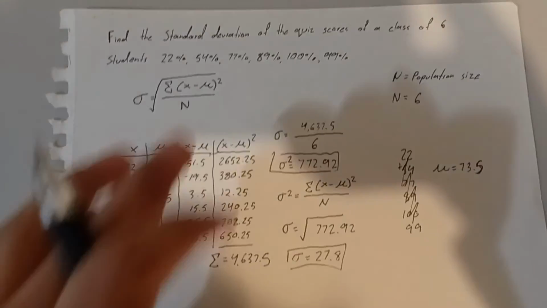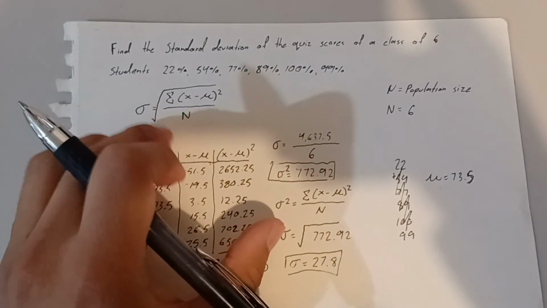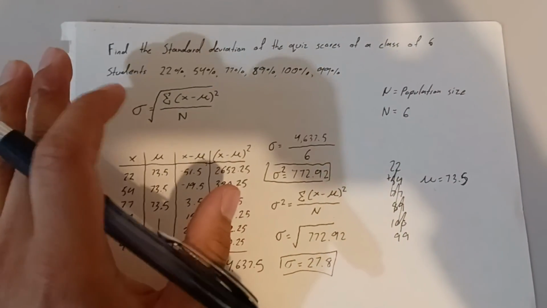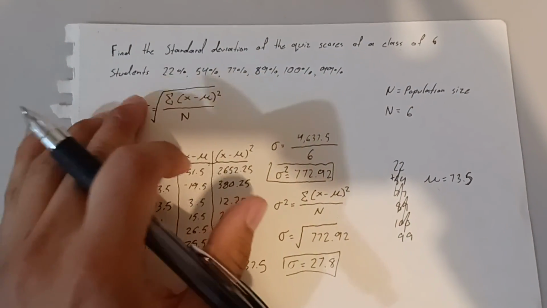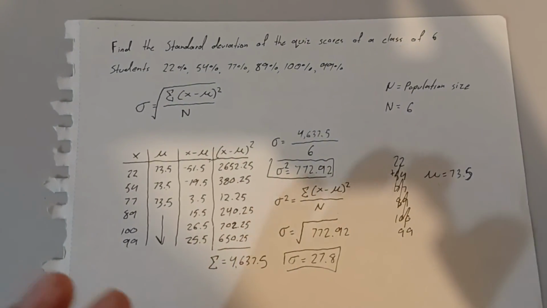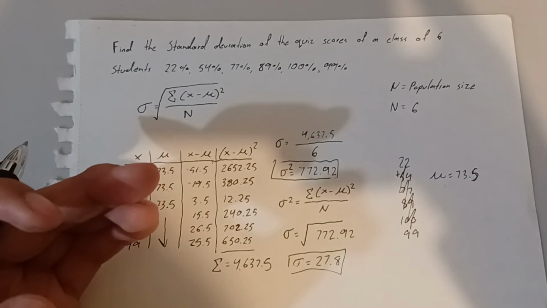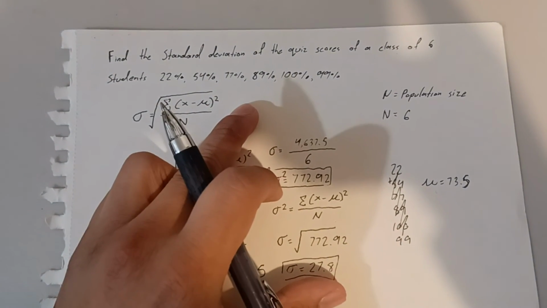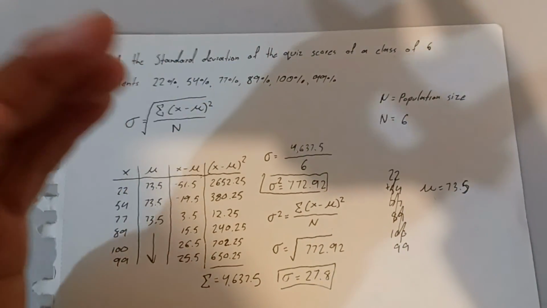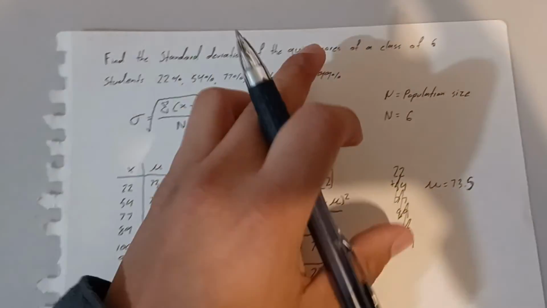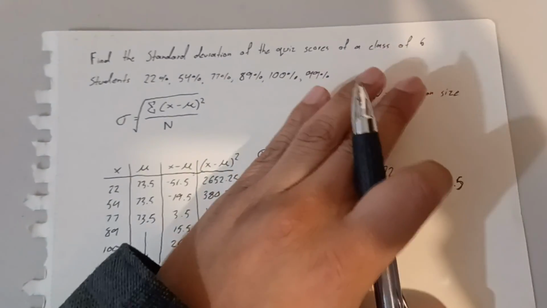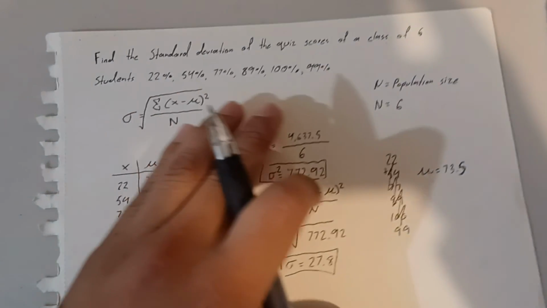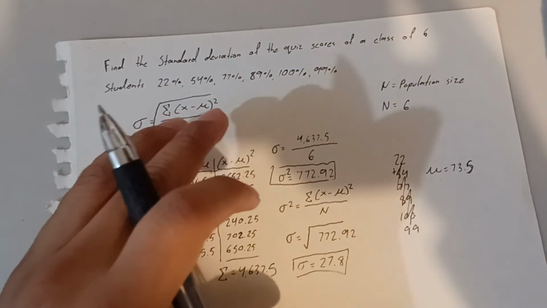And remember that we're looking at a population. We're not looking at a sample. The sample formulas for variance and standard deviation are not a lot different, but they are different. So make sure to pay attention to the question to know that this is a population. Why? Because there's only 6 students in this class. These are their quiz scores. This is the population. The population is 6 students.